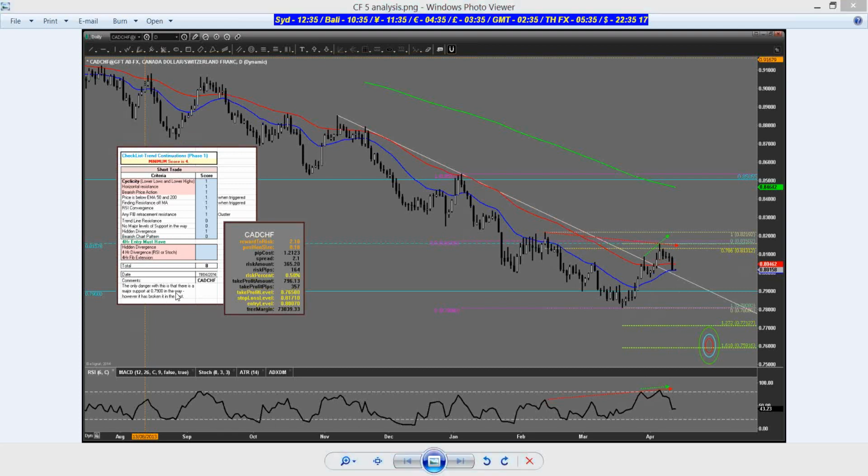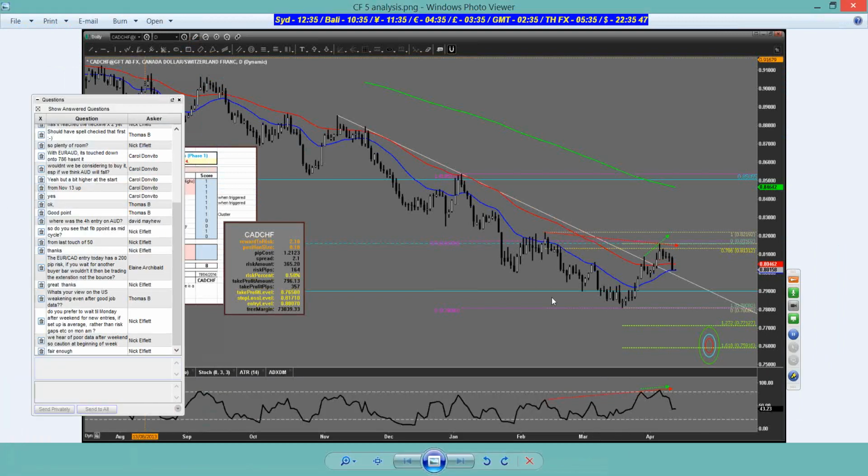The only danger with this is that there is a major support at 79 in the way. However, it has broken in the past. Yeah, I prefer the EuroCAD for this reason. I think there's a higher chance of... they're effectively the same trade. I feel more comfortable being in the EuroCAD this time around than the CADSwiss. That's just a personality thing.